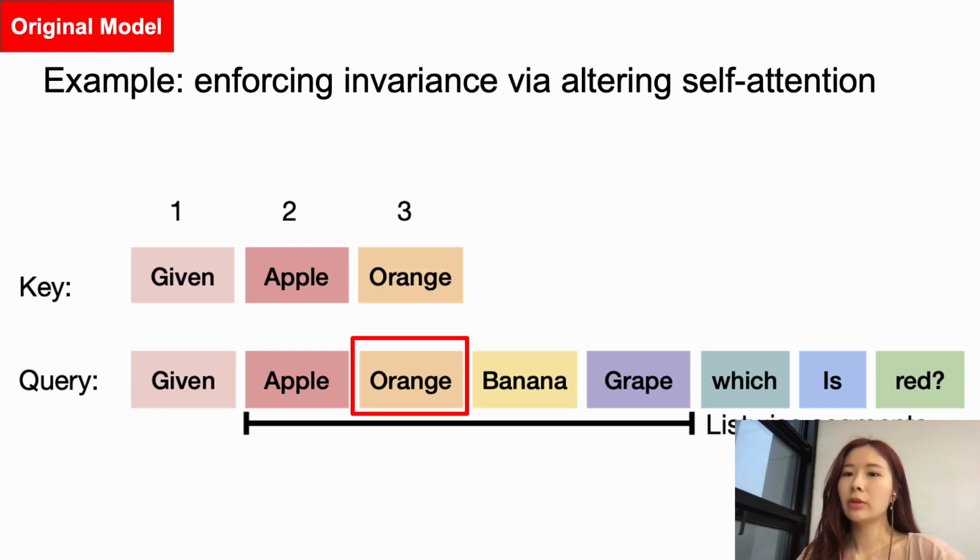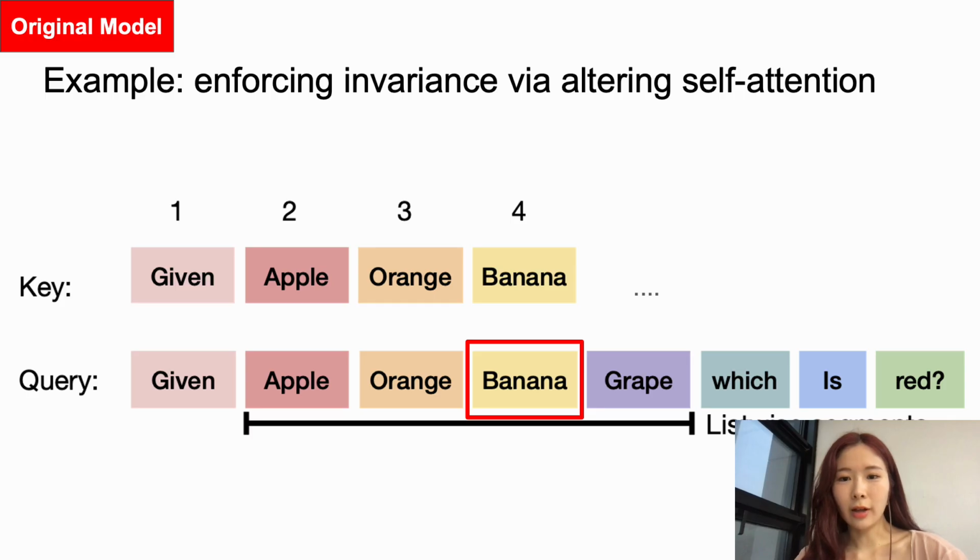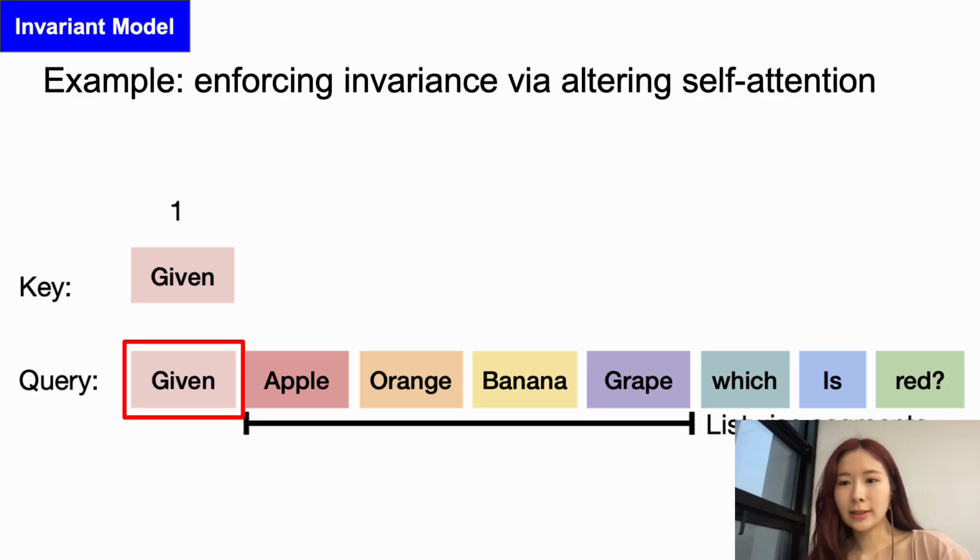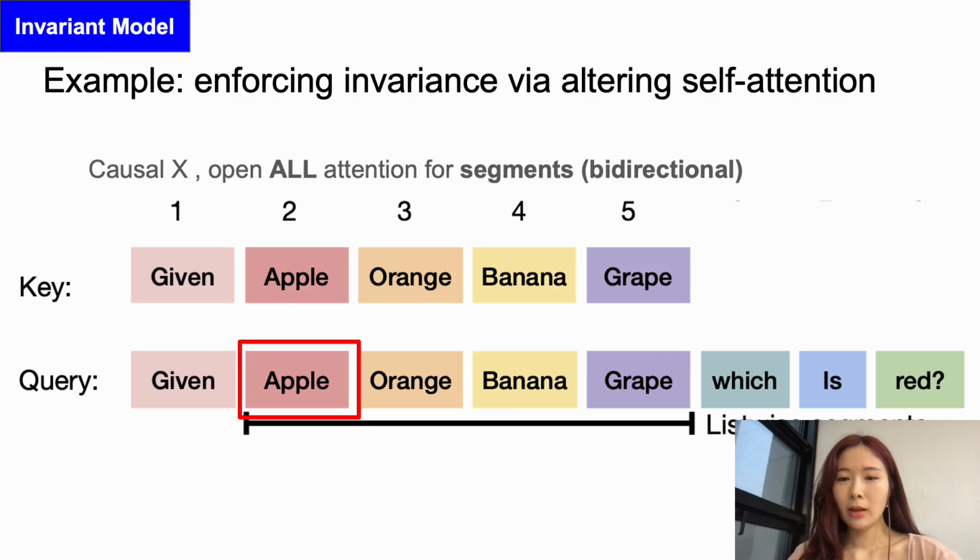For orange, it will contextualize with given, apple, orange, each assigned with a linearly increasing position ID of 1, 2, 3. And this goes on and on. Now, let's see how invariant models behave. For the prefix tokens that are not considered as list-wise segments, the behavior is the same as the original model. However, for encoding query tokens that are considered as list-wise segments, we first open all the segment tokens in the key token and enforce bidirectional attention calculation.